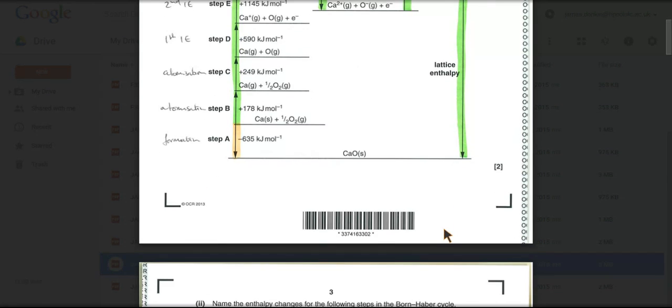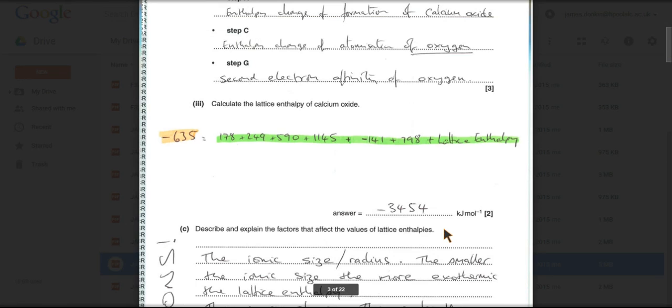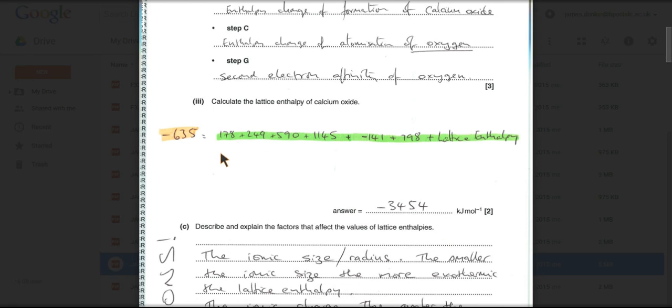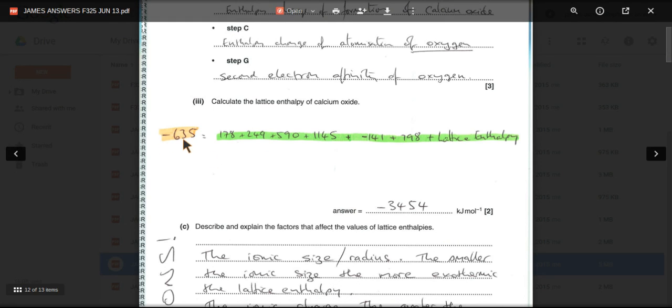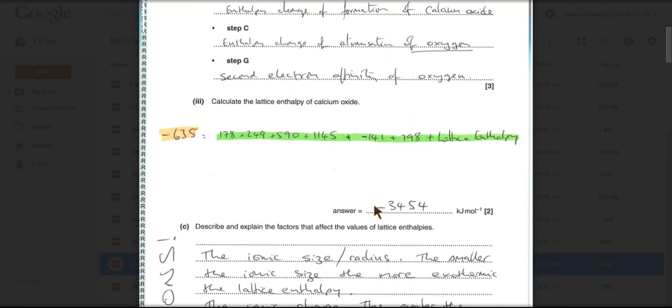Okay, so there's the solution there. The orange step is equal to the sum of all the green steps. There's the unknown. So basically we need to sort these numbers out, take them over to this side, change the sign, and you get minus 3454. Now, lattice enthalpies are always exothermic, so if you're not getting a negative number there, you've obviously done something wrong.